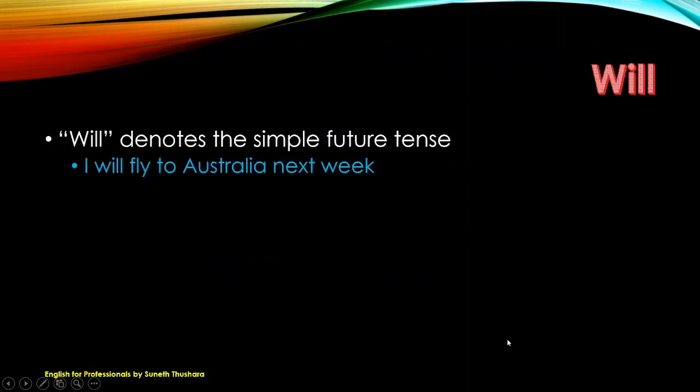Now, first we will see what are the meanings of these words. Will usually denotes the simple future tense. As an example, if I say, I will fly to Australia next week, this is the simple future tense. That denotes that you are going to do something in the future. So you are flying to Australia, but not now, in some future date.